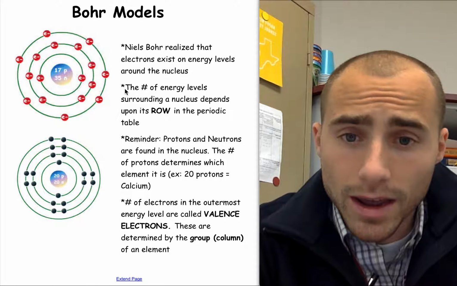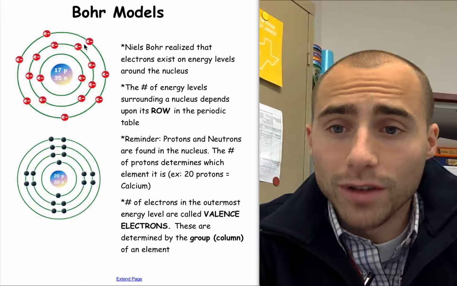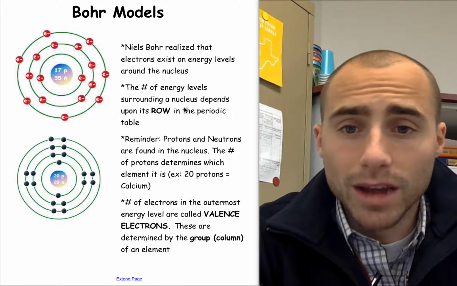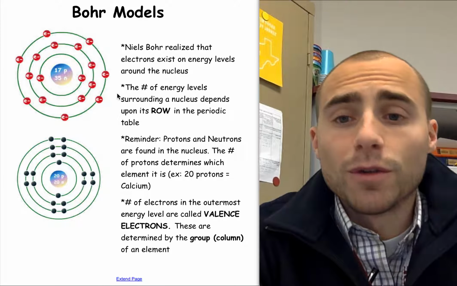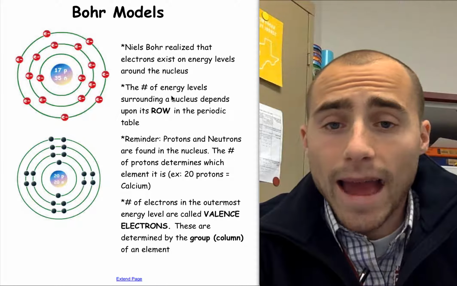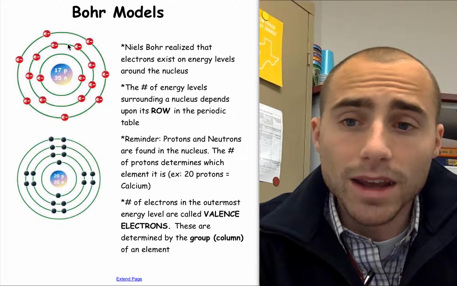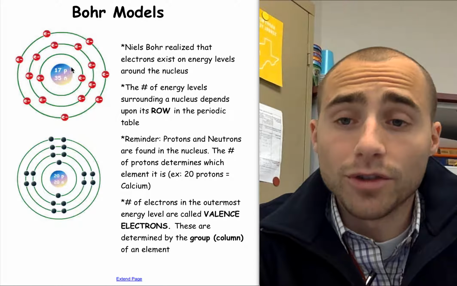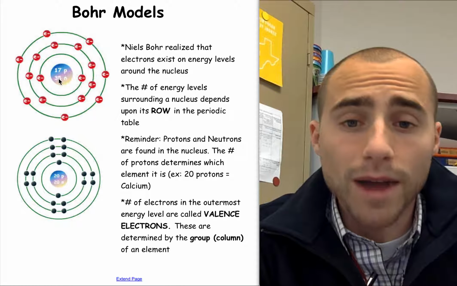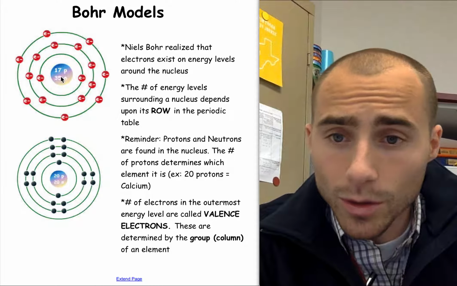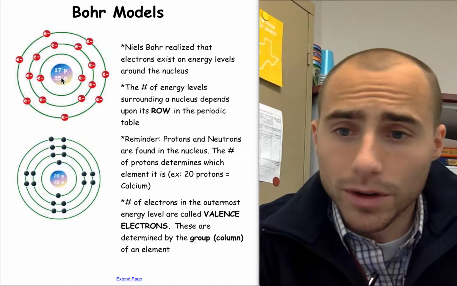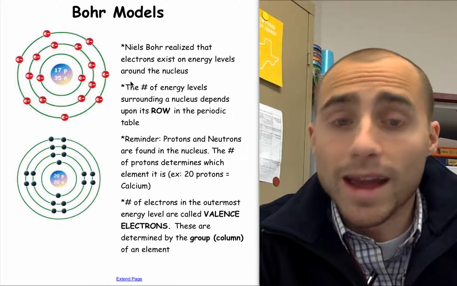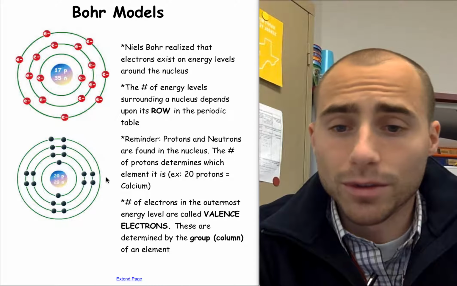So first things first, the number of energy levels. The number of energy levels that you will draw with a Bohr model depends upon the row in the periodic table. So that's horizontal. Whichever row or period an element is in, that is how many electron rings, energy shells you will have surrounding the nucleus. So we have the nucleus first, we have 17 protons, 35 neutrons, and then chlorine is in row 3, so we have 3 energy levels. And we'll talk about in just a second how many electrons to put on each energy level.